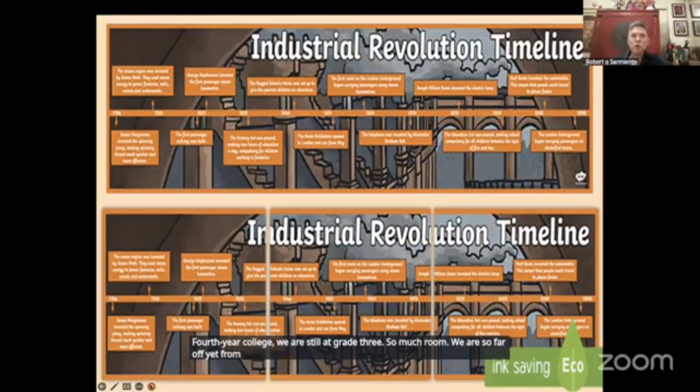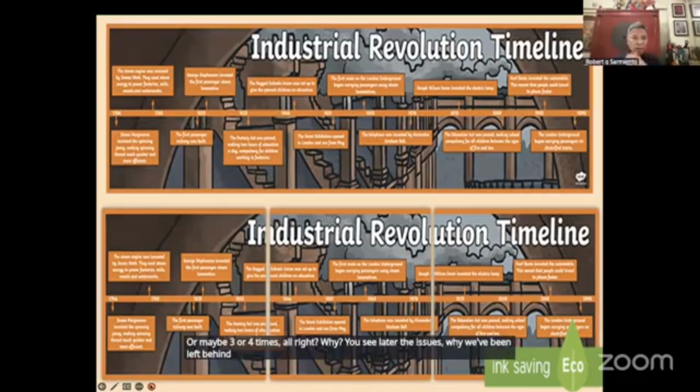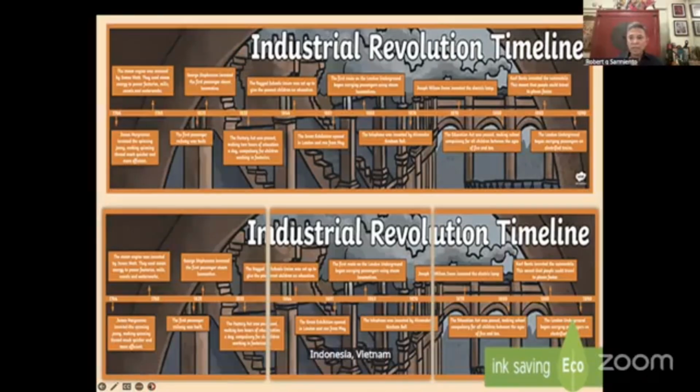In fact, we missed the boat twice already, or maybe 3 or 4 times. All right. Why? You'll see later the issues why we've been left behind by other ASEAN countries like Indonesia, Vietnam, and the rest. Even shocking to know, even Bangladesh. All right. Okay. So with that, let me go through the slides now.